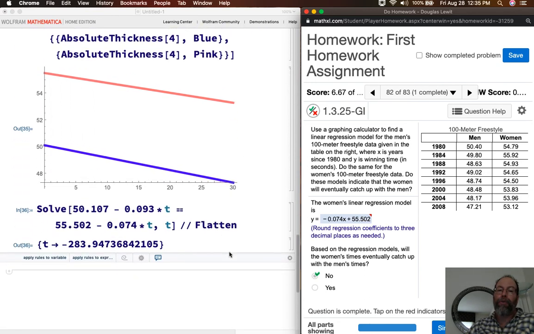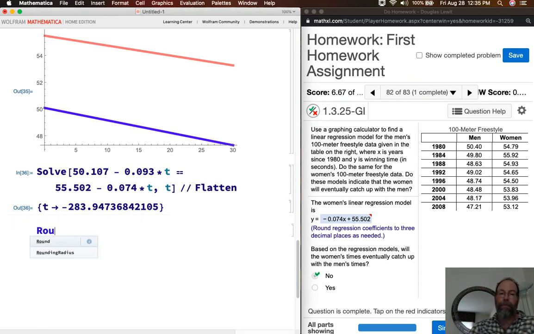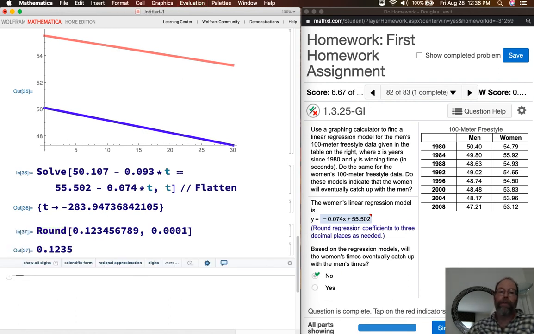If you're rounding values in Mathematica, for example, round 0.123456789 to, let's say, 4 decimal places, then the answer would be 0.1235. Okay, if you're rounding to 4 decimal places, that's the way to do it in Mathematica.